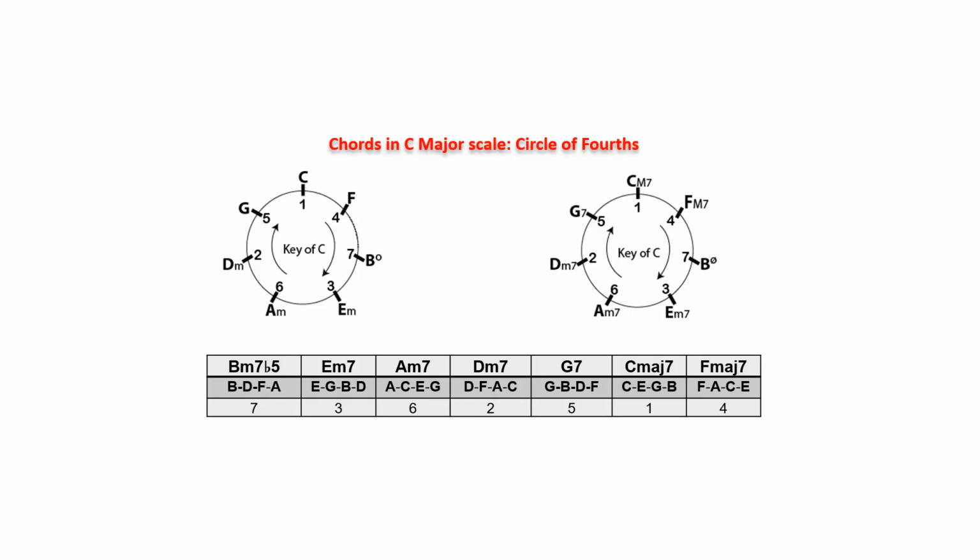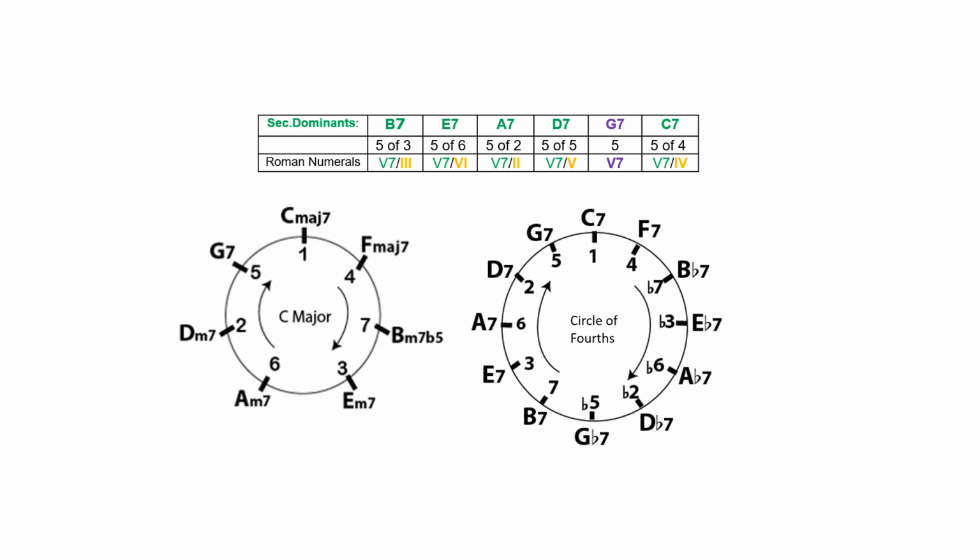We've arranged the chords in the C major scale, a fourth apart, clockwise, on the circle of fourths, to show how secondary dominants relate to the chords in C major. A fifth above C major or 1 is G7, and is notated as 5/7 of 1, or simply 5/7. A fifth above E minor 7, or 3, is B7, the 5/7 of 3.